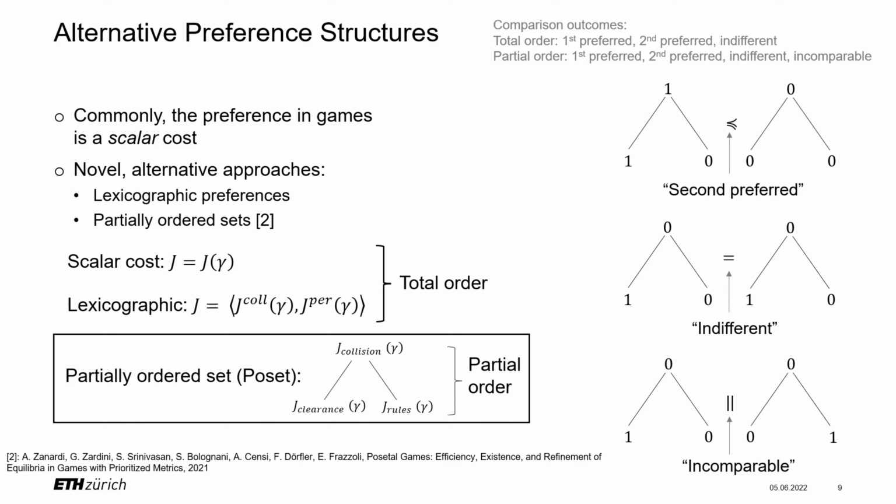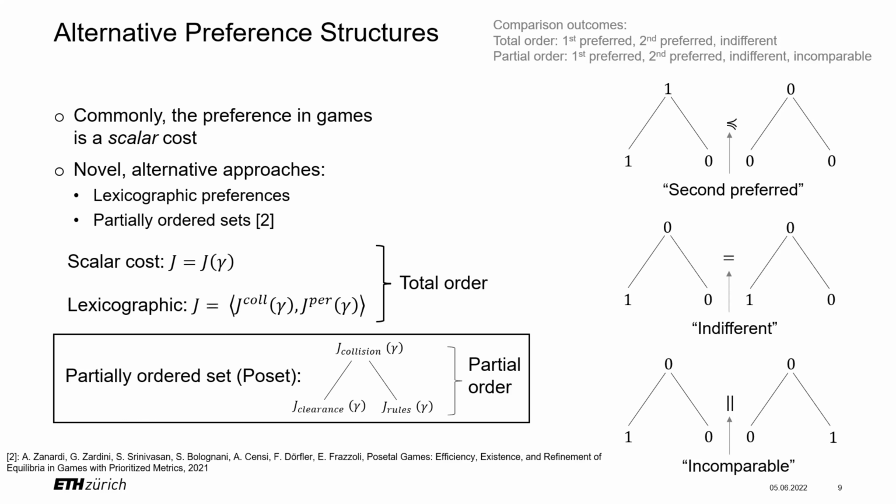If we look at the top right and compare again level by level going down, we can see that in the first case, the outcome on the right is going to be better because we have a lower collision cost. In the second case, we have indifferent costs because all the numbers are the same. And below, instead, we have the same collision cost, so we go one level below, and then we have what we call an incomparable outcome, because we haven't specified if clearance is more important than rules or vice versa.